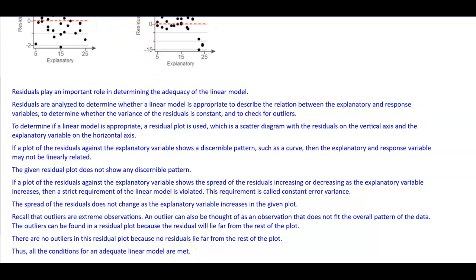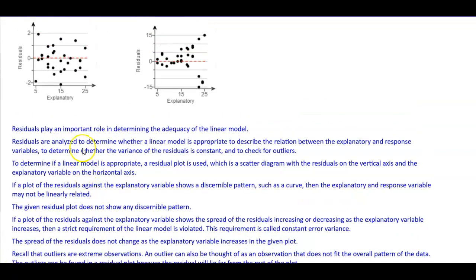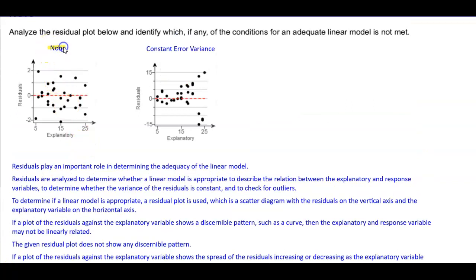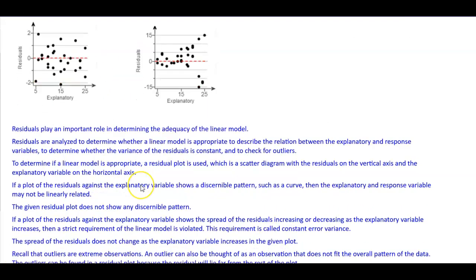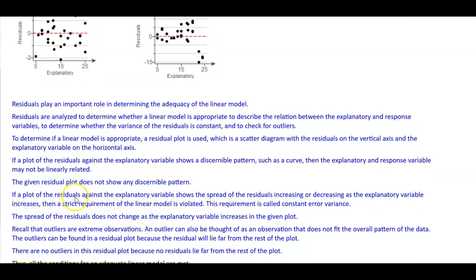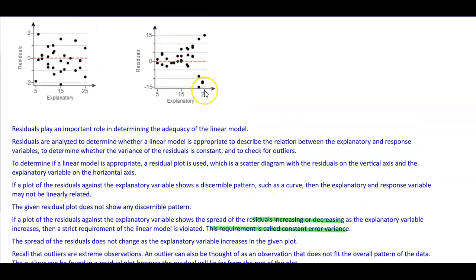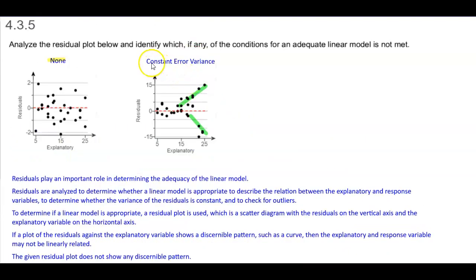So let's go ahead and highlight that so we can see that this last statement represents the first graph. And then if we take a look at a plot of residuals that shows an increasing or decreasing spread, then we say that this requirement is called a constant error variance. And you can see it's increasing and decreasing here. So therefore that graph would represent the violation of constant error variance.